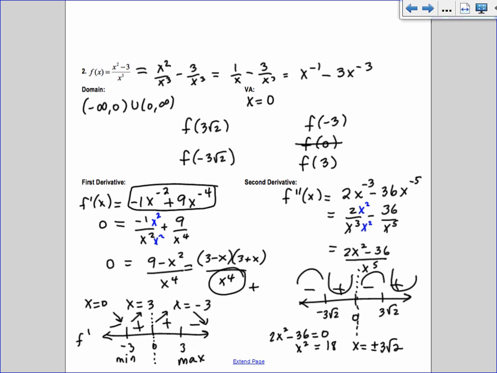All right, so let's try it. Instead of f of 3 root 2 would be f prime. No, you're still trying in the original. You want to know what the inflection point is, yeah. So what do we get for 3?